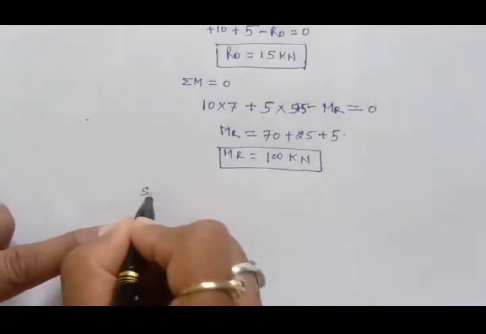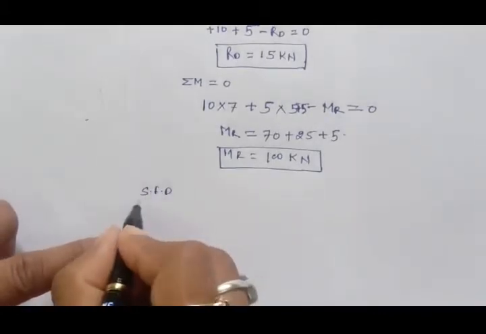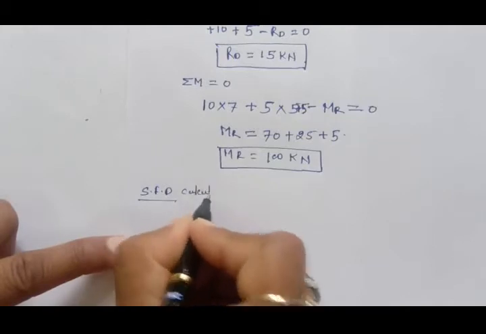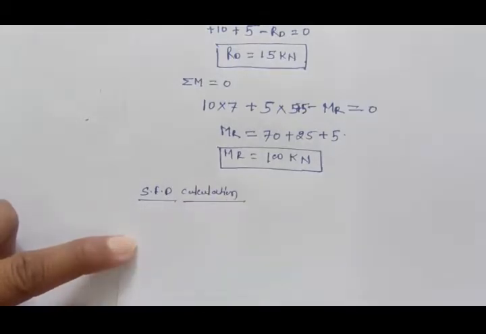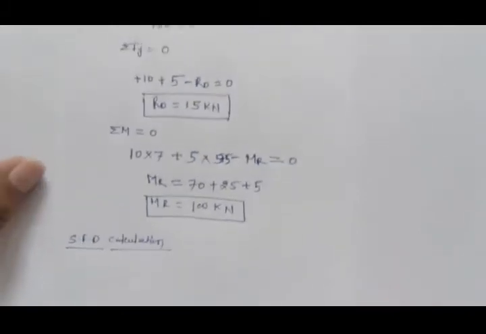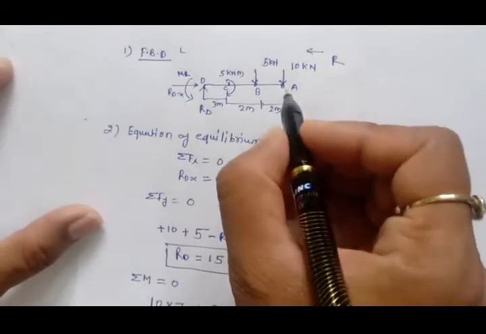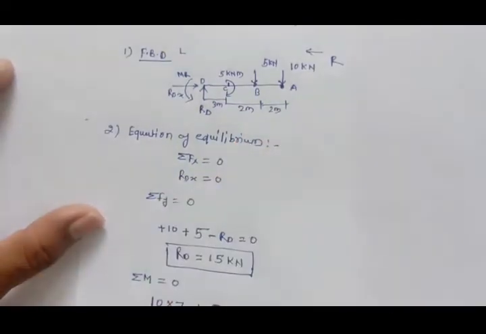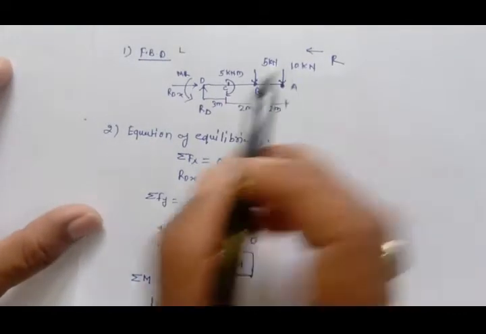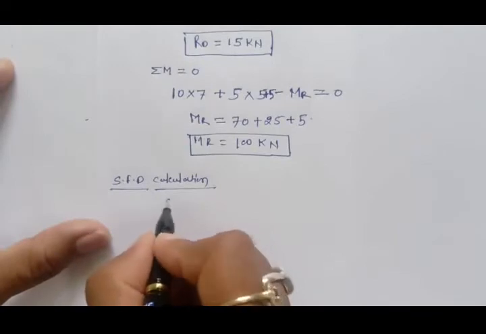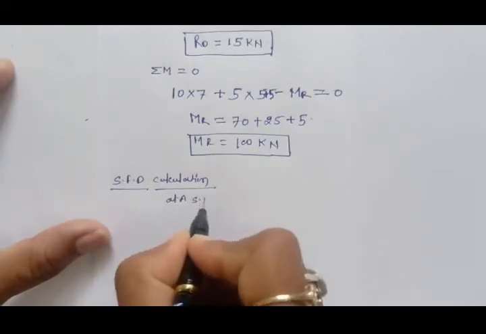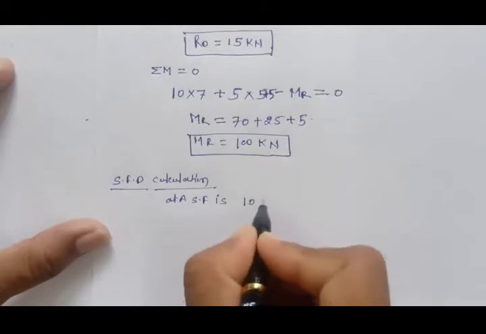Now, how to calculate the shear force diagram. To calculate the shear force diagram for this particular problem, here at A we can see that the shear force diagram only takes the vertical forces, because shear force is nothing but the summation of all the vertical forces. So at A we can see that 10 kilonewton is there, so at A the shear force is 10 kilonewton.